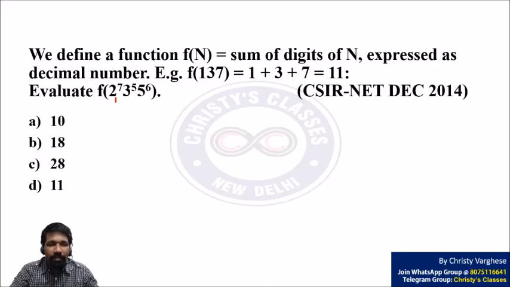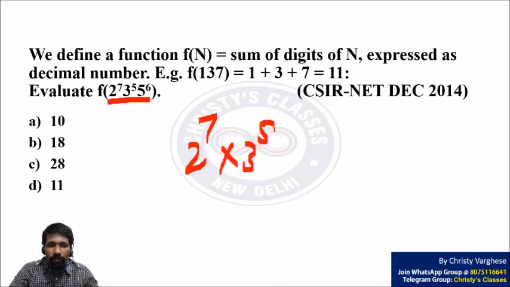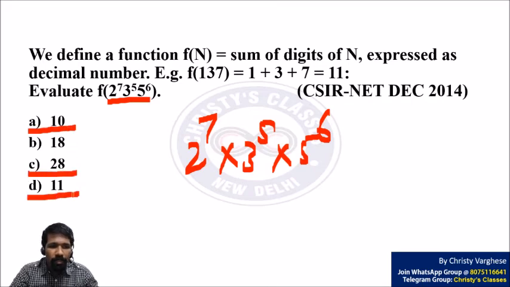Listen very carefully, I am telling a second method for this question. We want to find sum of digits. Only because of that we can do this. 2 raised to 7 into 3 raised to 5 into 5 raised to 6. We want to find the value and then find the sum of digits. But without finding the value itself, we can say that 3 of the options cannot be possible. Which 3 of the options? Option A, option C, option D can be never possible in this scenario.